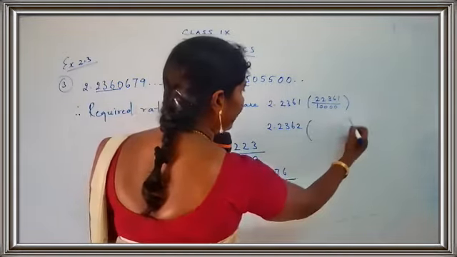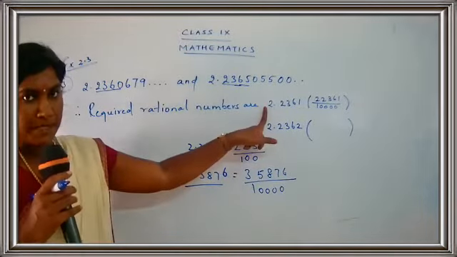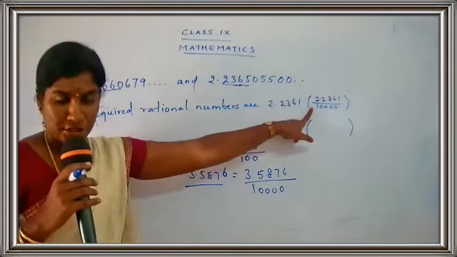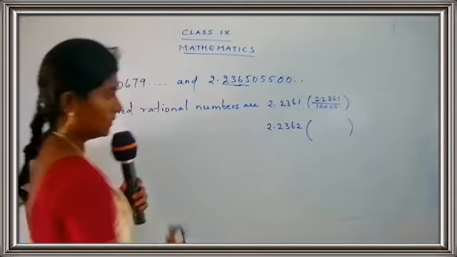So come on, complete this answer. 2.2362. Find out the answer. Come on, write down. This is a decimal way of expressing. You have to write down in the form of a rational number, p upon q. Come on, do it. Complete.